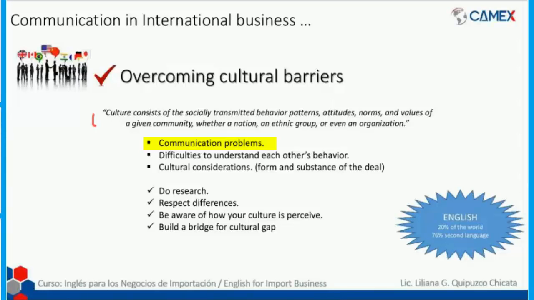So it means a no, but they are not going to say directly no to you. So we have to take that into account. Another one is difficulties to understand each other's behavior.